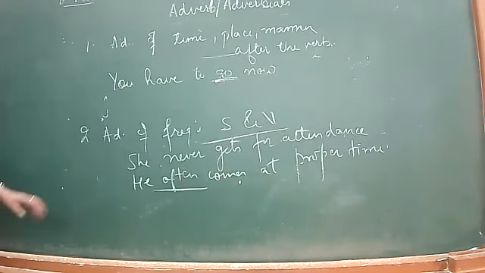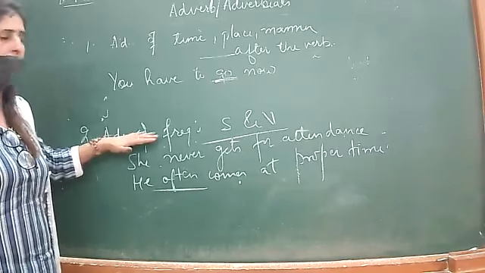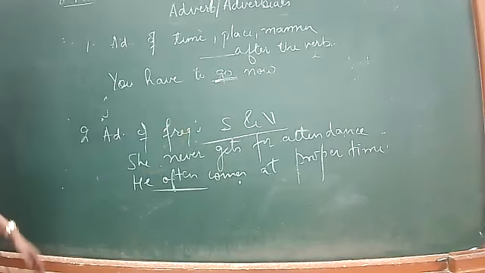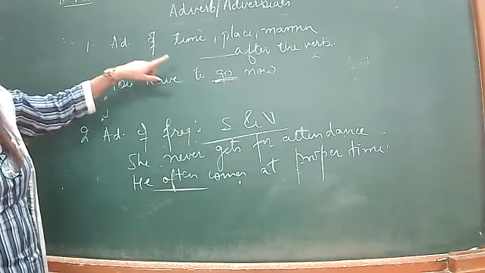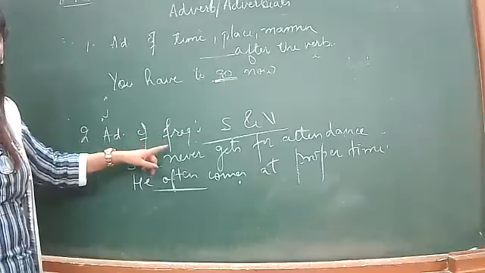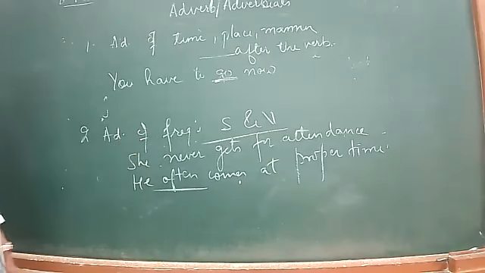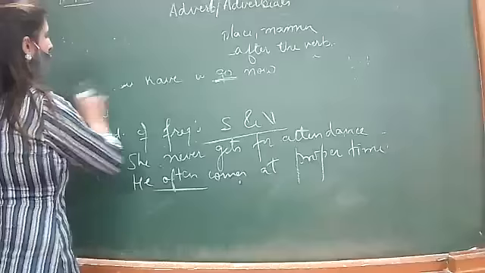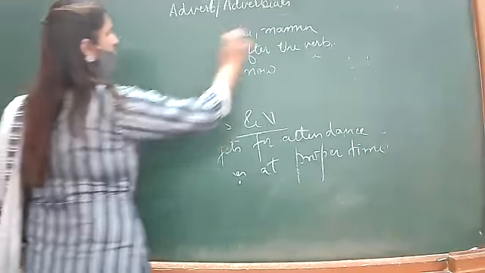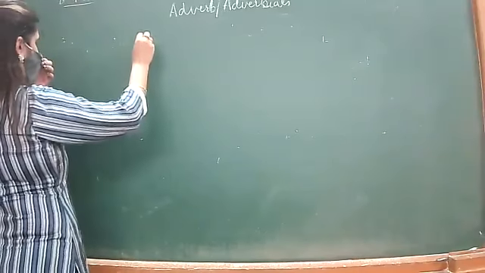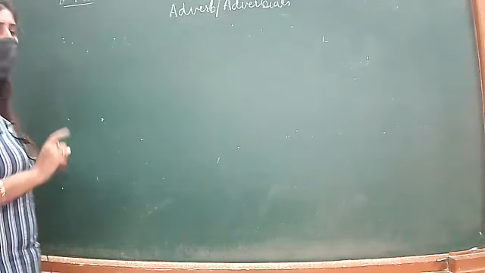So in this case, adverb of frequency can be placed between the subject as well as the verb. So what we have revised: adverb of time, place and manner are placed after the verb, and adverb of frequency can be placed between the subject and the verb. Okay. So now afterwards, we are coming to adverbials. What is an adverbial? Adverbial is not a single word. It is doing the job of an adverb, but it is not a single word.